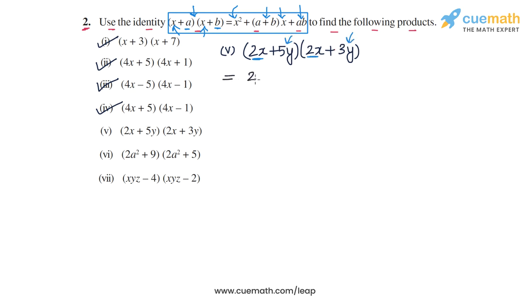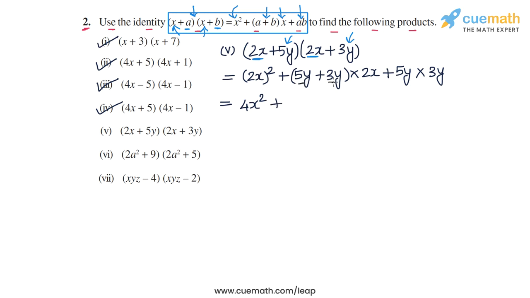So we take the square of the common term, so 2x whole square. Then we add the non-common terms, so we add 5y and 3y and multiply this sum with the common term, and finally we multiply the non-common terms, so we take 5y into 3y. Okay, so 2x whole square is 4x square, then we have 5y plus 3y, that's 8y, so 8y into 2x, and then the third term will be 5y into 3y, so that's 15y square, because 5 into 3 is 15 and y into y is y square.